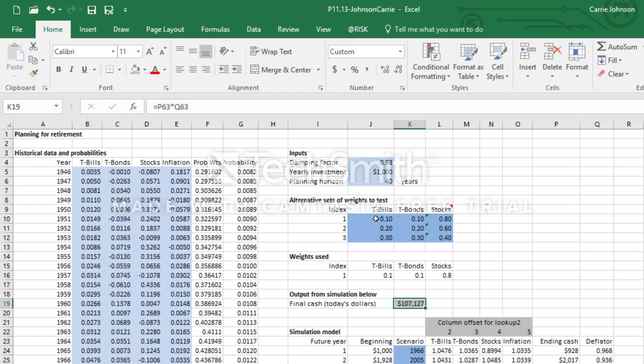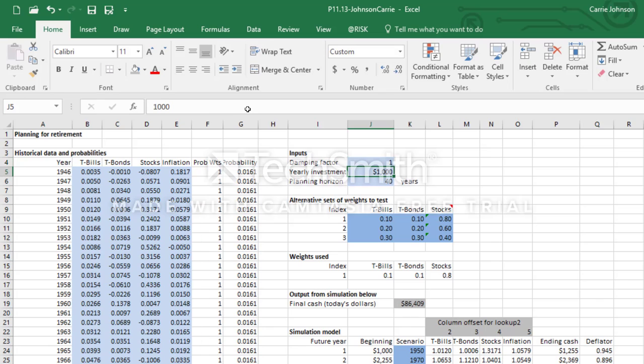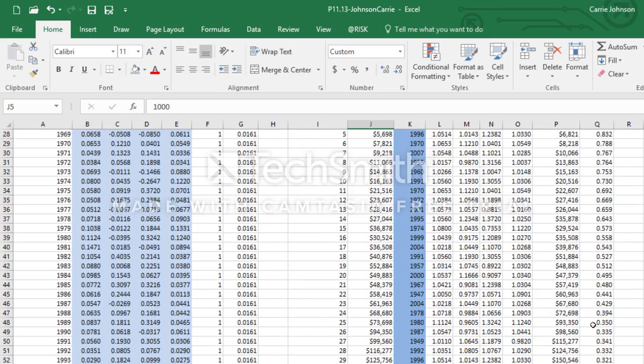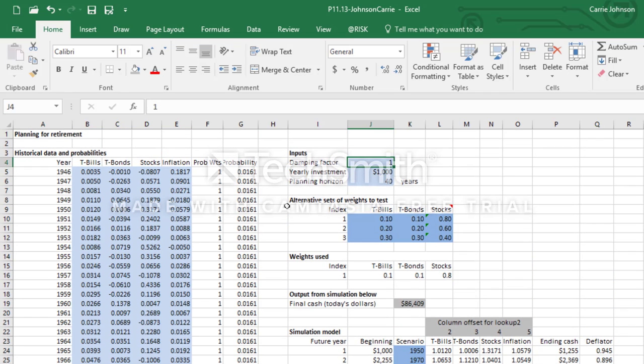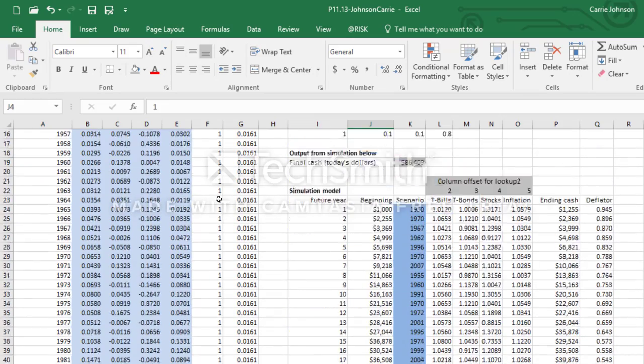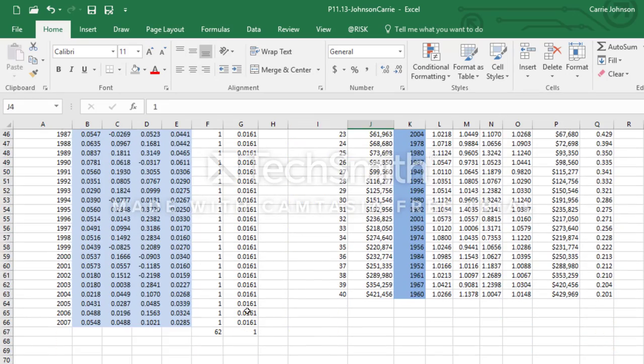So by changing the damping factor from 0.98 to 1.0, essentially what that's doing is weighting all of the probability of all of these historical years as the same. Because the damping factor is now a factor of 1, all of the years between 1946 and 2007 have the same probability as each other. There is no longer a greater consideration for more recent years.